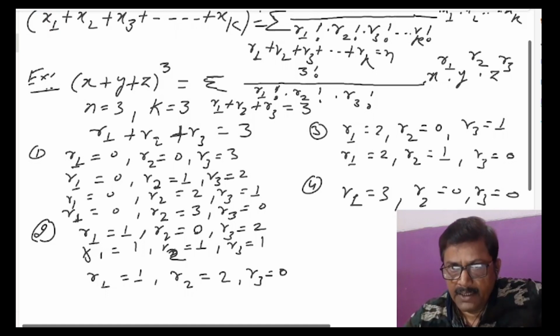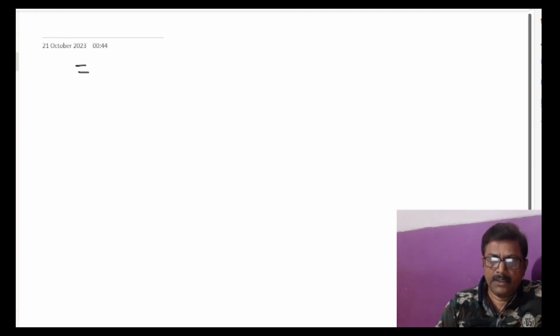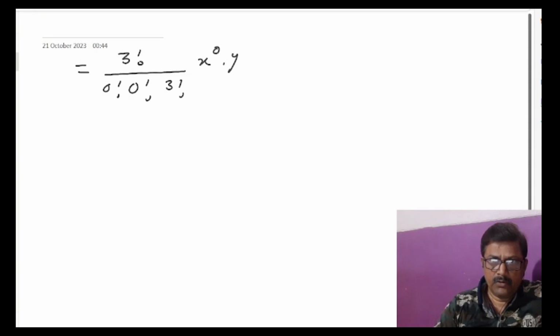So we will get 10 terms. Now I am applying it, so taking a new page. I am writing the right hand side. In the first case, 3 factorial upon R1 was 0, so 0 factorial, R2 was 0, so 0 factorial, R3 was 3, so 3 factorial. Okay. So x to the power R1, 0, y to the power R2, 0, and z to the power R3, 3. So this is our first term.